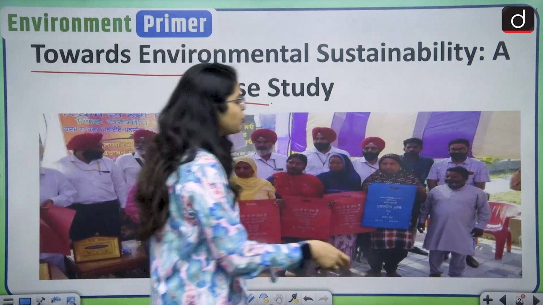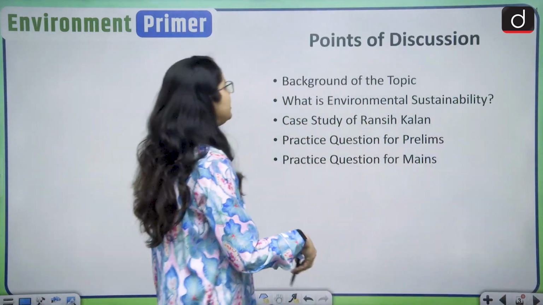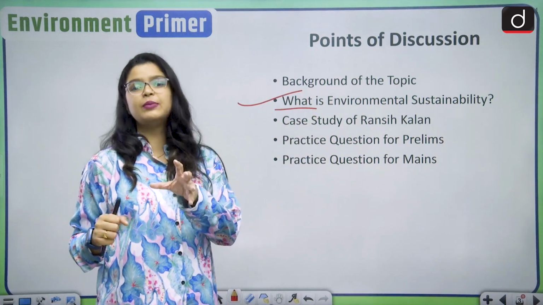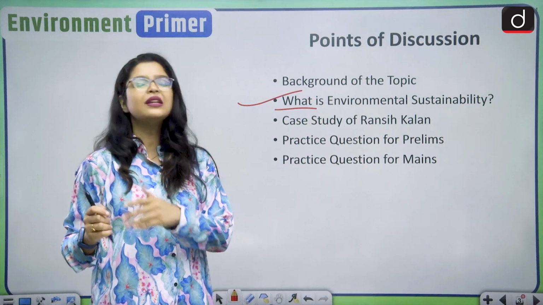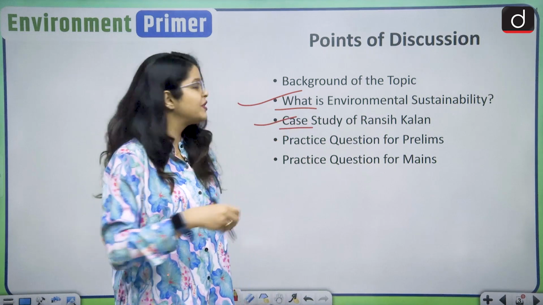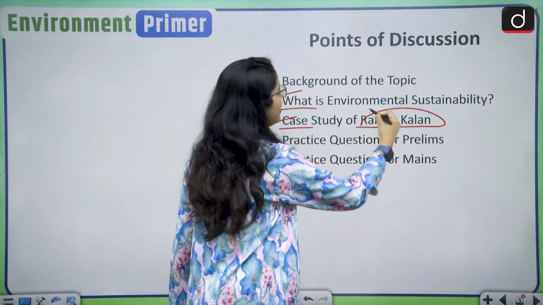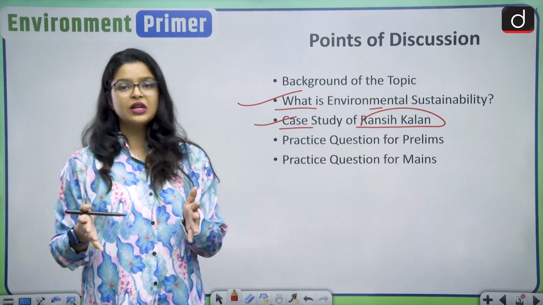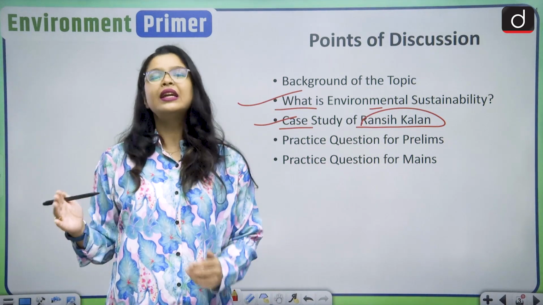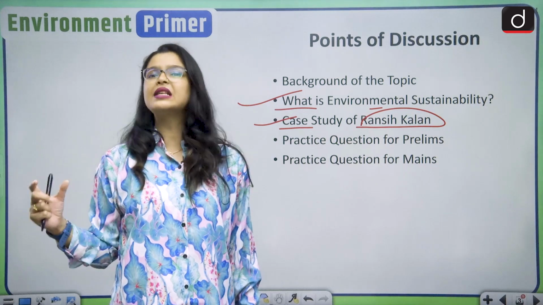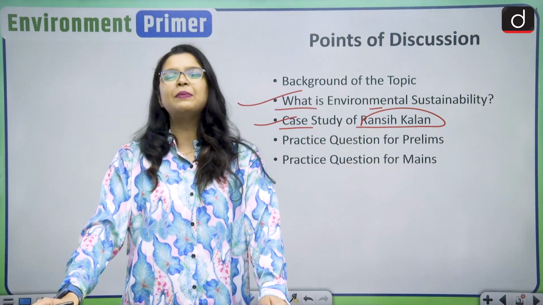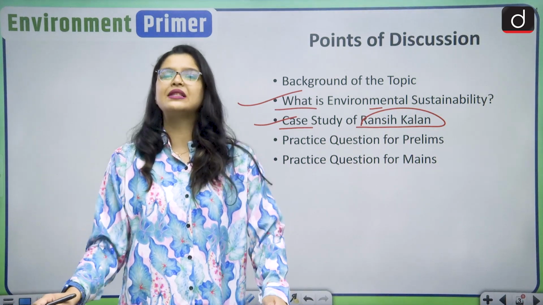In this discussion, we are going to study the following points. First, we'll see what environmental sustainability is, or the meaning of this term. We are then going to study the case study of this village, namely Ransi Kalan. It is a very small village in the Moga district of Punjab, and it is definitely leading the way towards environmental sustainability. And in the end, we are going to see a practice question for your prelims examination and a practice question for your mains examination.